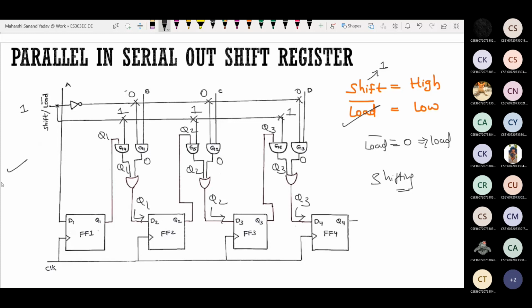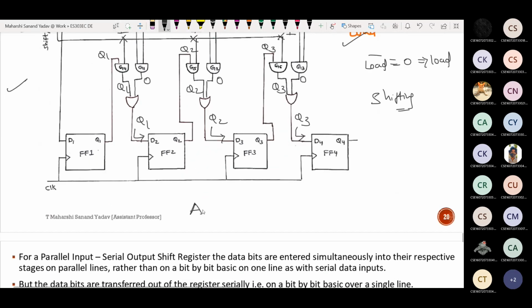So if you know this diagram, you can explain this parallel in serial out shift register easily by taking two different assumptions. So once again, you try to understand all these asynchronous inputs and flip-flop that we have seen like preset and clear, and be familiar with active low and active high. So if there is no bar, it will be active high. Suppose if I write as shift bar, this is called as active low, whereas this is active high. Just remember like this. If there is no bar, it is called as high. If there is a bar, it is low.